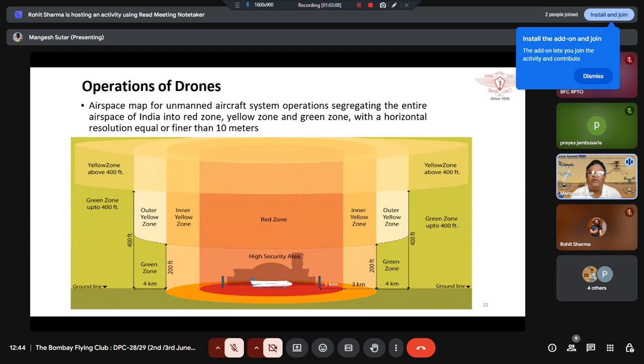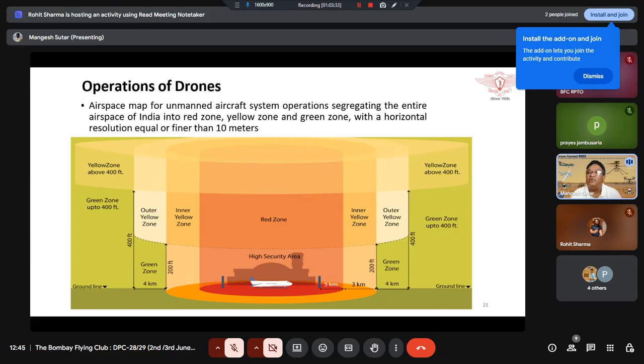First of all, when you have to fly in a red zone, it means it's a restricted area. So let's take the example of an airport. If you are to fly in an airport area, you have to take permission from the Airport Authority of India and the central government, that is the Ministry of Civil Aviation. These are the two bodies from where you have to take the permissions.